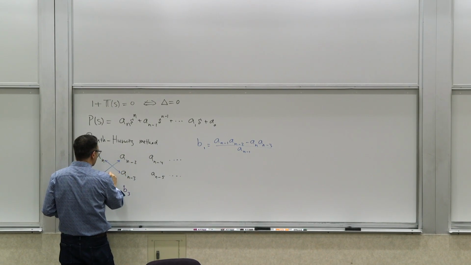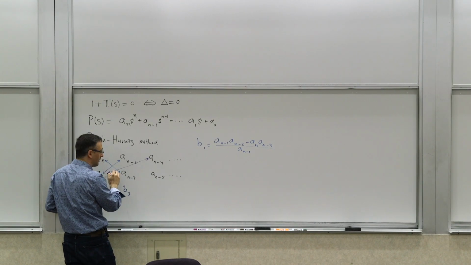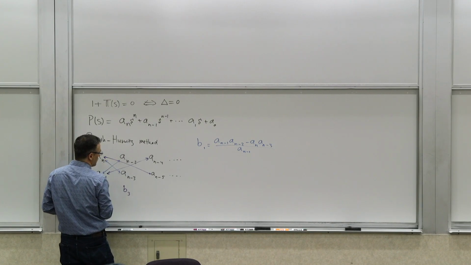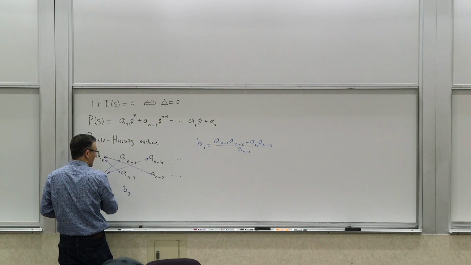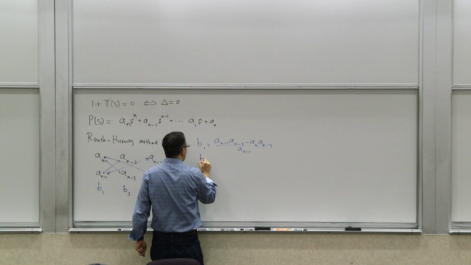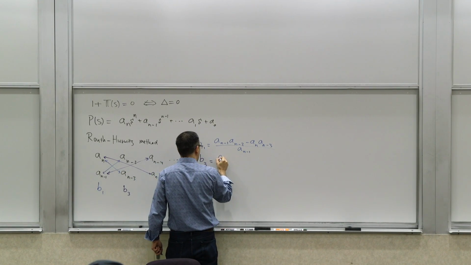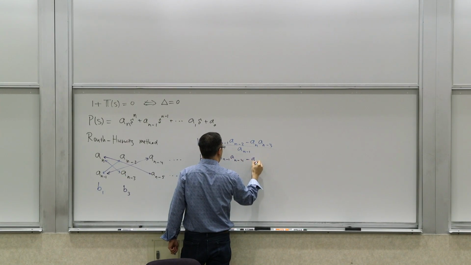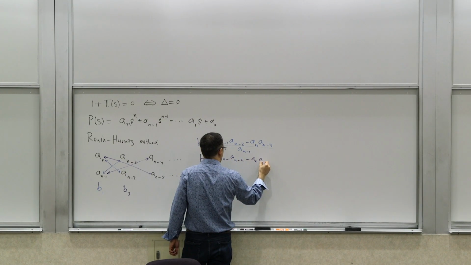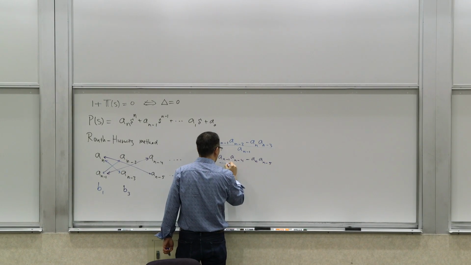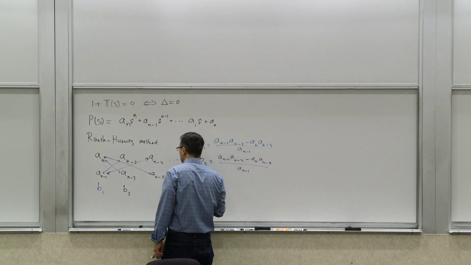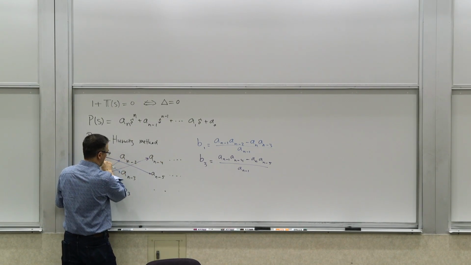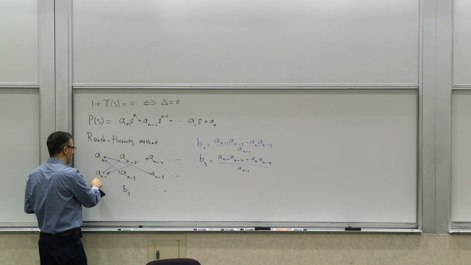So let's call this B3. B3 is the product of these two, minus the product of these two, divided by this guy again. So B3 would be an minus 1 times an minus 4, minus an times an minus 5, divided by an minus 1. And so on and so forth. The next one over would be this times that, minus this times that one, divided by this, and so on and so forth.